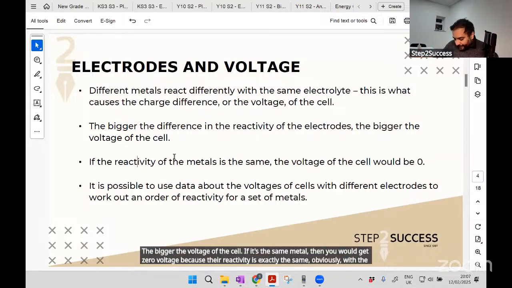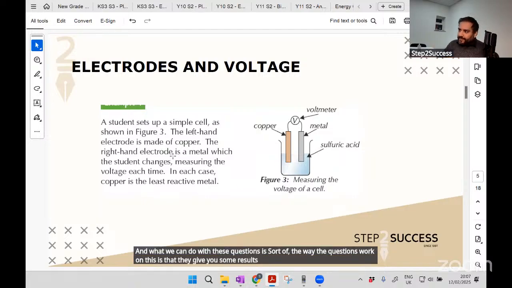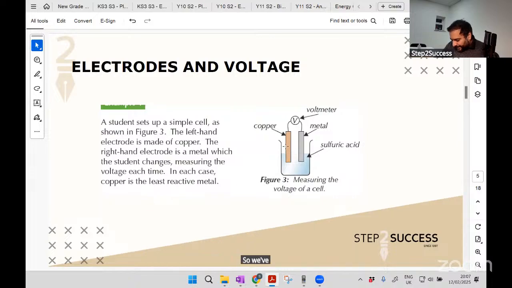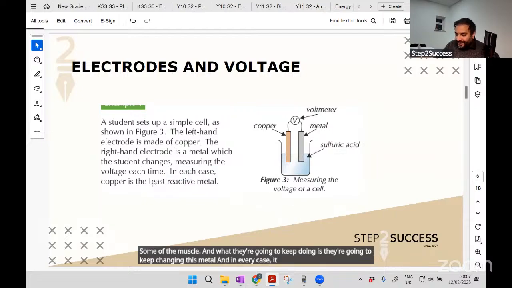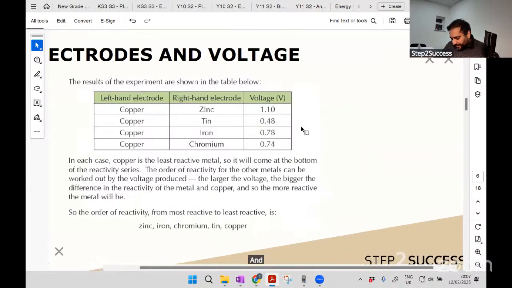What we can do with these questions is, the way the questions work is that they give you some results of different metals that they use, and you have to figure out which is the most reactive and which is the least reactive based on what you've got there. So we've got a cell here with copper and some other metal. And what they're going to keep doing is changing this metal. In every case, it tells you that copper is the least reactive, so it's the less reactive of the two every time. We're just going to change the metal on the right here to make it more and more reactive. And then they give you a result in this table.